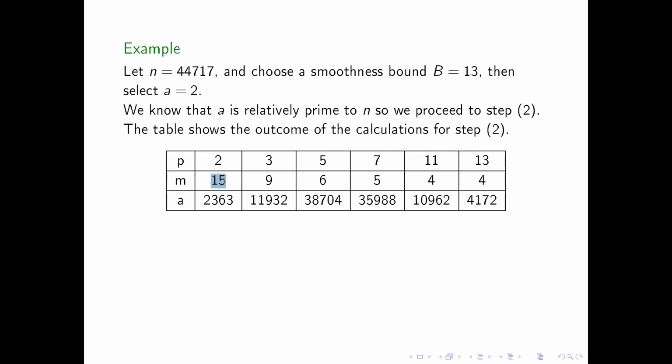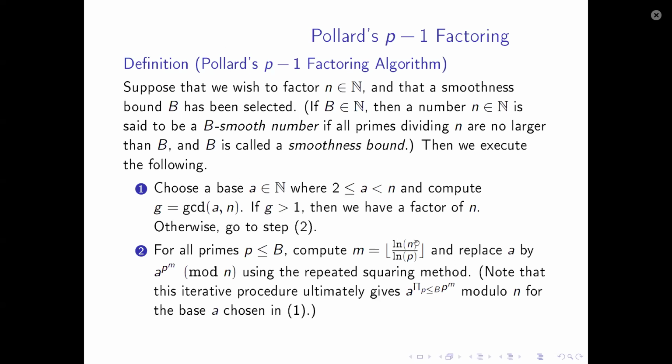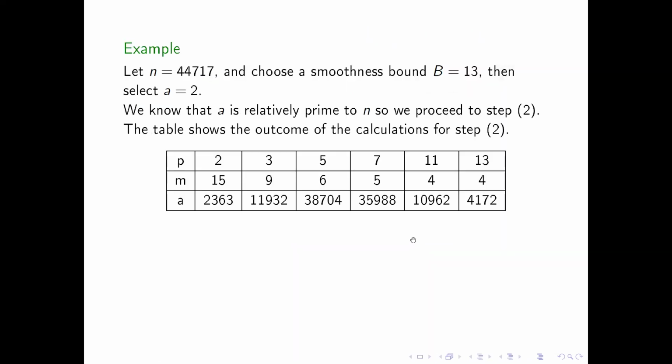So each of these is a natural log. As a quick reminder, it's the natural log of my n value divided by the natural log of 2. Notice as my p values get bigger, I'm dividing by larger and larger values, so this is going to get smaller. So for this 15, let me write that down. We take the natural log of 44,717 and divide that by the natural log of 2, and then we round that down. That is going to be our 15.